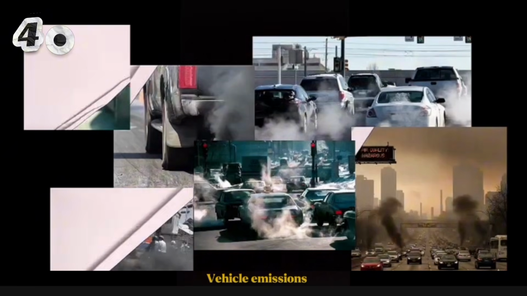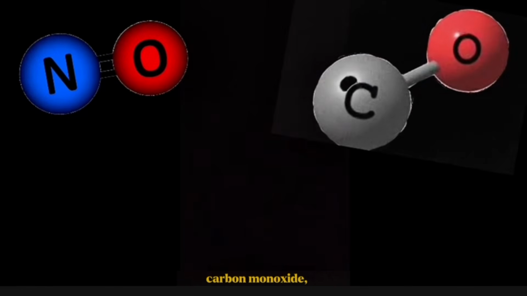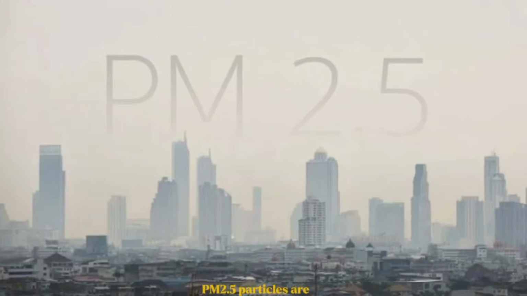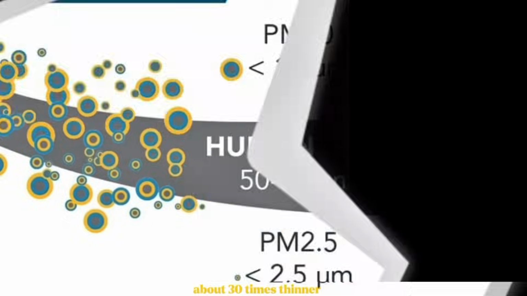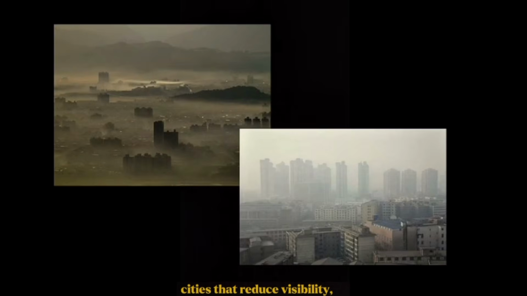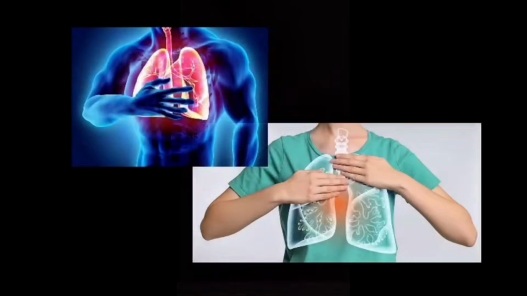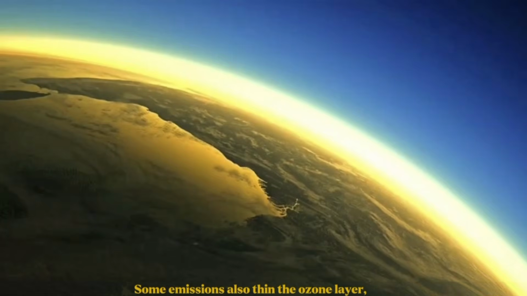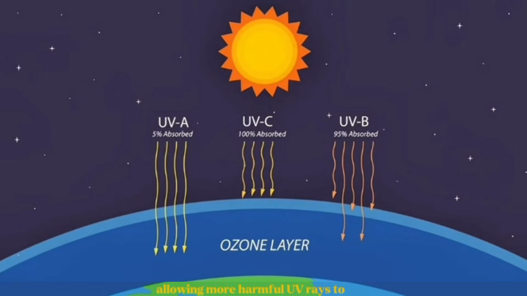Lastly, vehicle emissions are a major source of air pollution. Cars, trucks, and buses burn petrol and diesel, releasing gases such as nitrogen oxides, carbon monoxide, and tiny particles called PM2.5. PM2.5 particles are incredibly small, about 30 times thinner than the human hair, and can linger in the air, contributing to smog. This smog forms a brown haze over cities that reduces visibility, and can cause respiratory disease, worsening asthma, and heart problems. Some emissions also thin the ozone layer, allowing more harmful UV rays to reach the Earth.